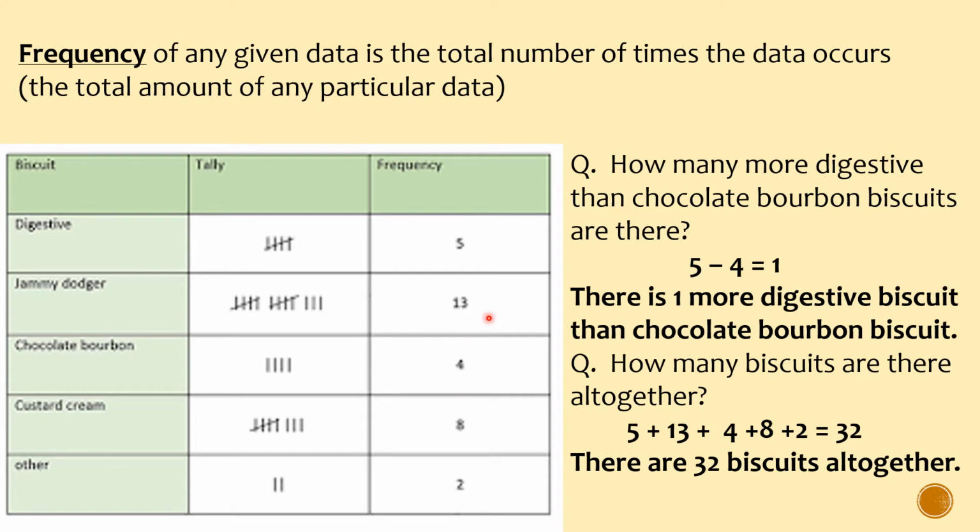So this tells you the total amount of any particular data that has been given in a table or anywhere, right? Okay. So you have the frequencies given here. Frequencies are very simple data. The number tells you the total amount.